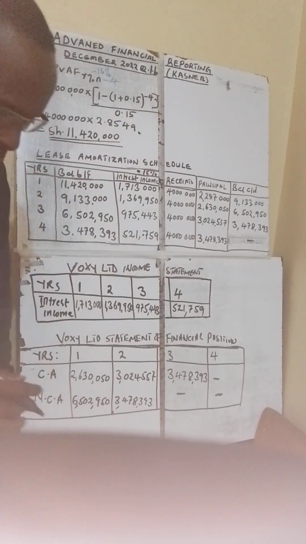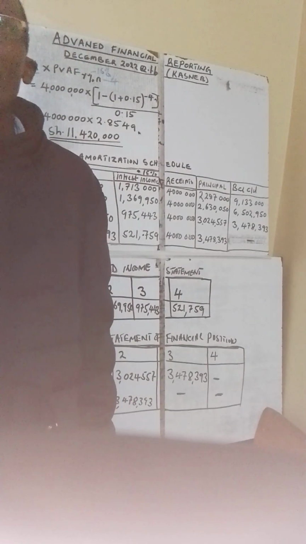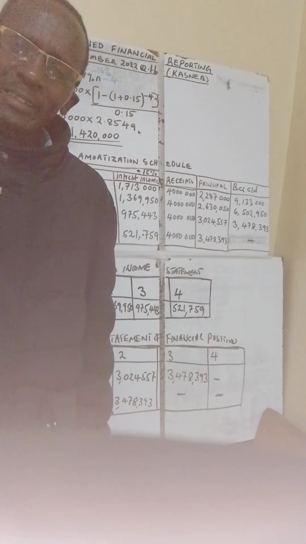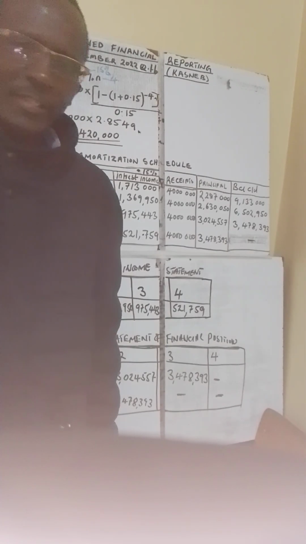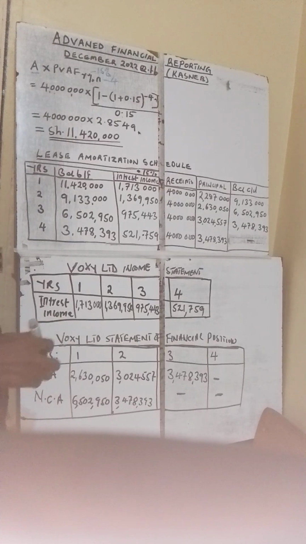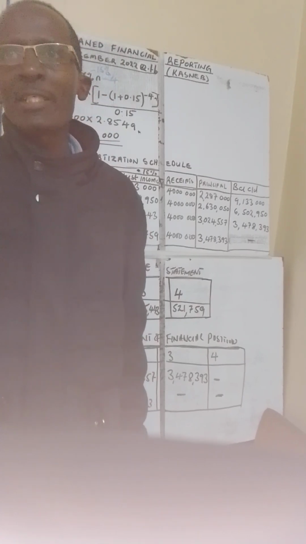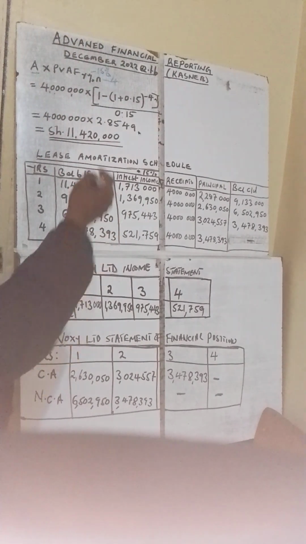But if you use the tables which are provided in financial management, you just go to 15%, then you look at year 4, that figure is given there, then you multiply by these cash flows, the 4 million. But because here the tables have not been provided for calculating the present value of the annuity, what we have done is that we use this formula.